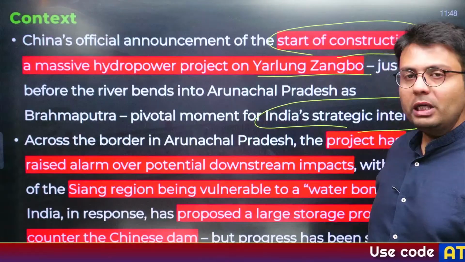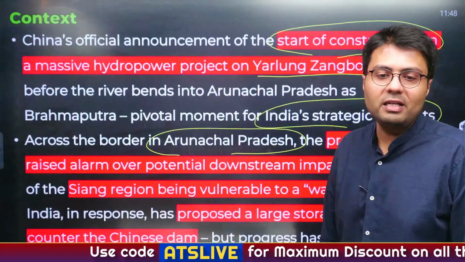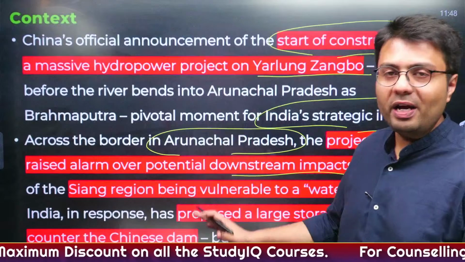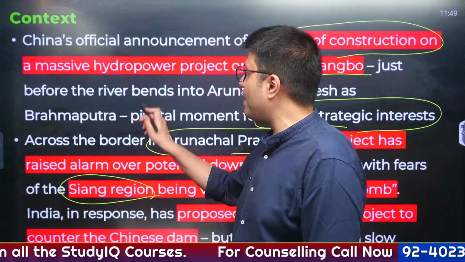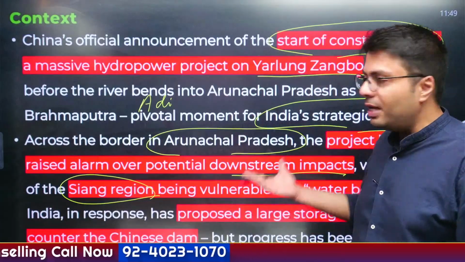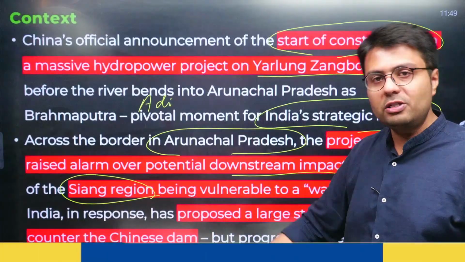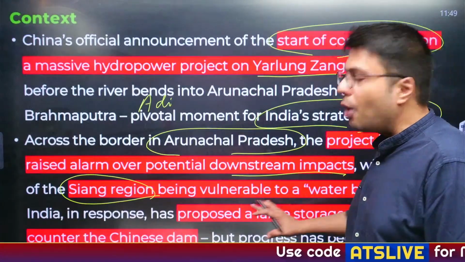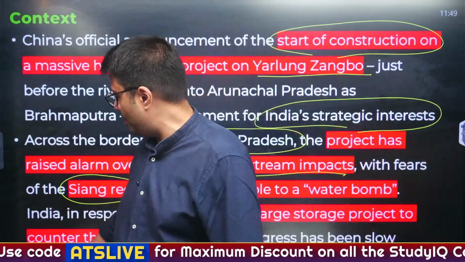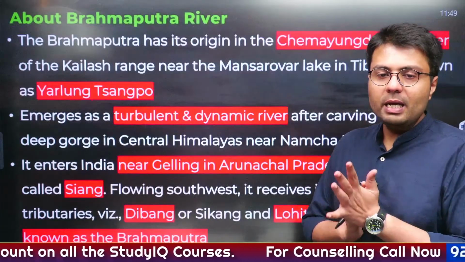Now, across the border from China, when you enter into India and Arunachal Pradesh, this project obviously has raised alarm because of the potential downstream impact. And particularly the affected region would be the Siang region, which is inhabited by a very important tribe known as the Adi tribe. Automatically this region is vulnerable, and when there is a massive hydropower project, it might lead to submergence or change in the ecology of the region. So people naturally are afraid. And to counter this Chinese dam, the Indian government has also planned its own hydropower project. So everything we are going to cover. No need to worry.